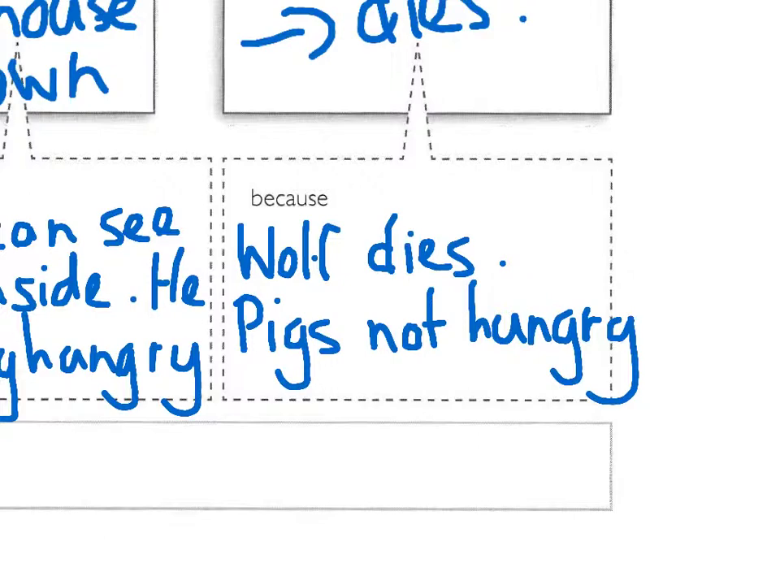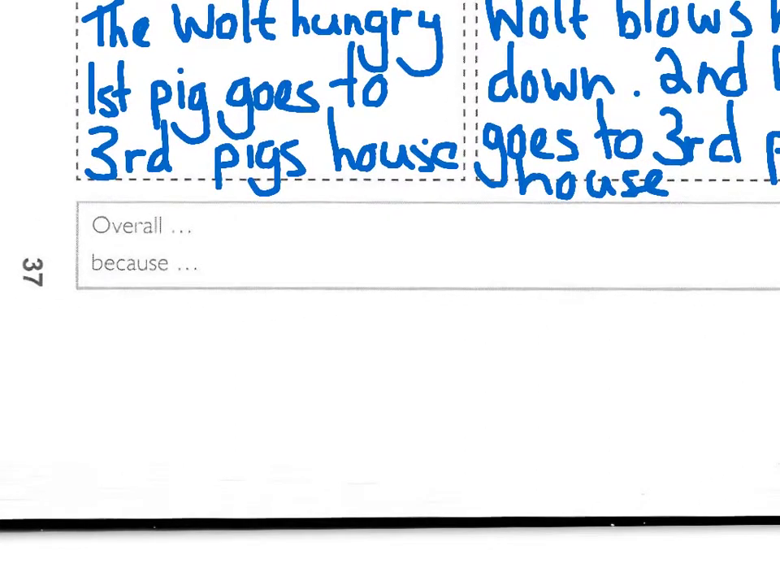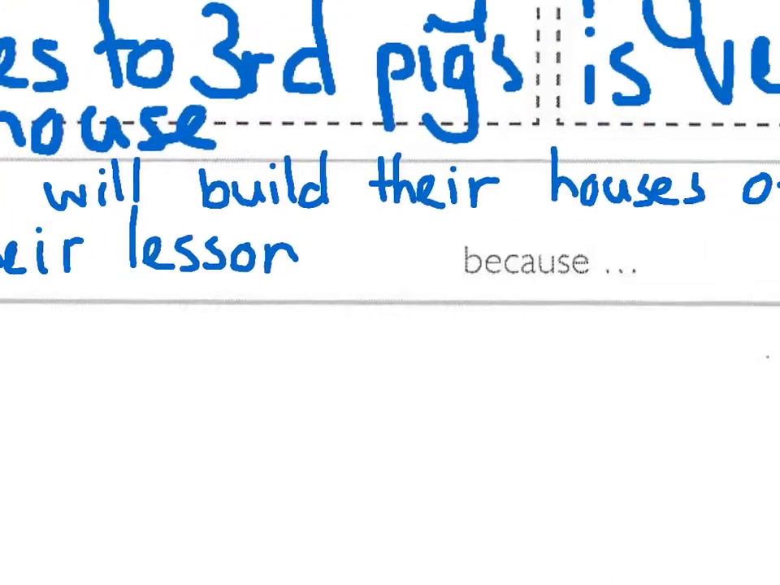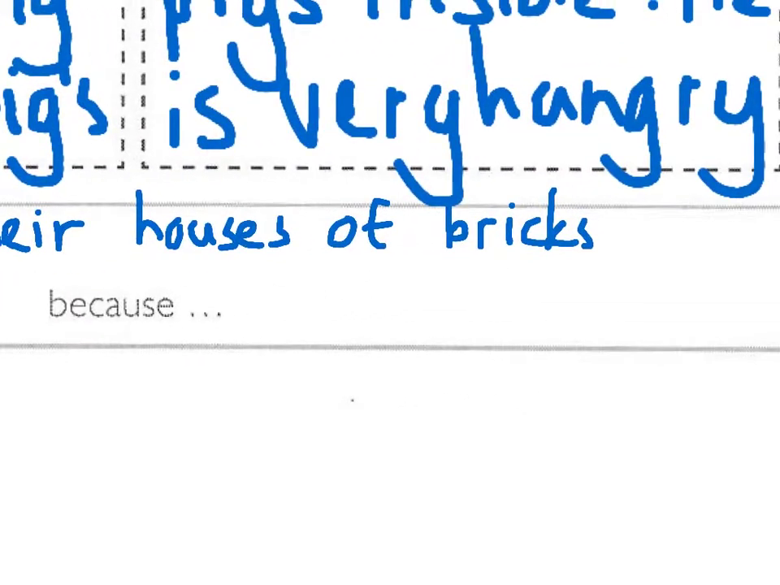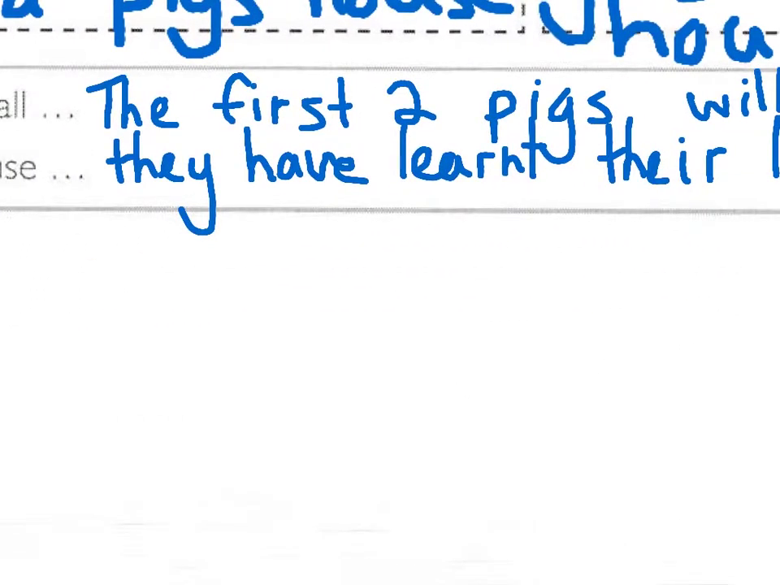So my final step is in the final box down here. I need to make a prediction about what's going to happen next. And my overall statement is this: that the first 2 pigs will build their houses of bricks, because I believe that they will have learnt their lesson from when the wolf came to try and eat them.